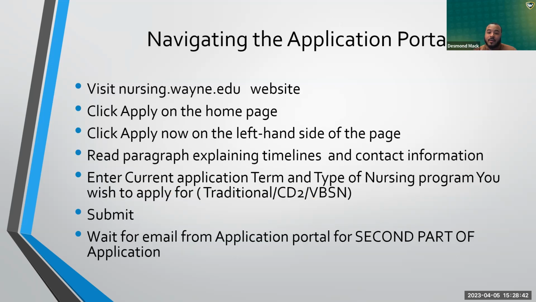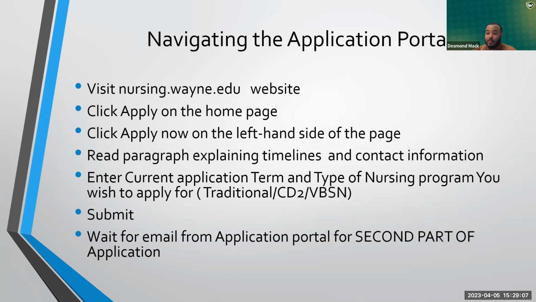So here's a quick one-page snapshot of step-by-step instructions on how to actually apply for the College of Nursing. First things first, it is an online application. You're going to visit the nursing.wayne.edu website. On that homepage, you're going to click on the apply button. There are 3 buttons on the homepage, and I'll show you this when we go live. One of them is going to say apply. You're going to click that.